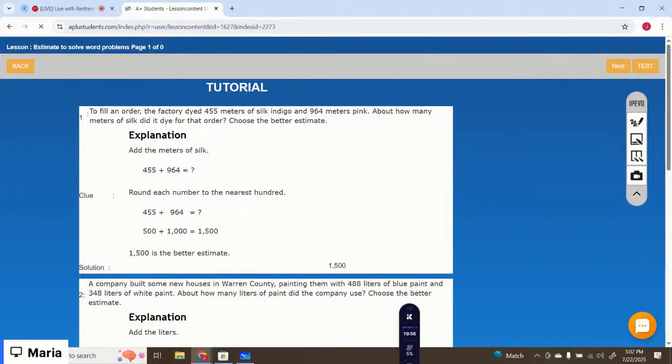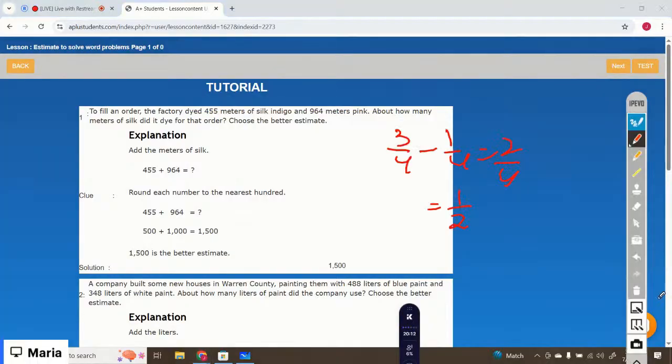To fill an order, the factory dyed 455 meters of silk indigo and 964 meters pink. About how many meters of silk did it dye for that order? So 455 meters of silk indigo and 964 meters pink. We need to estimate the answer. So 455 plus 964 are rounded to the nearest hundred.